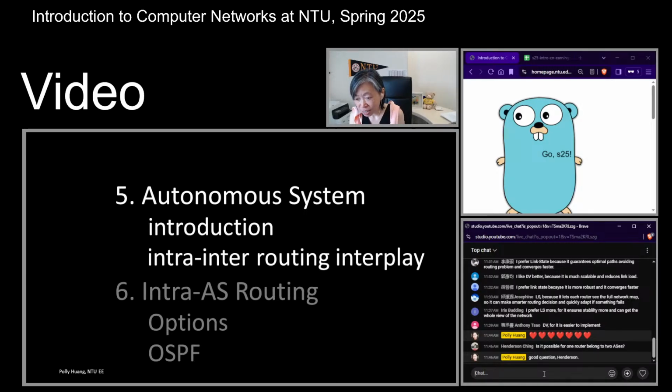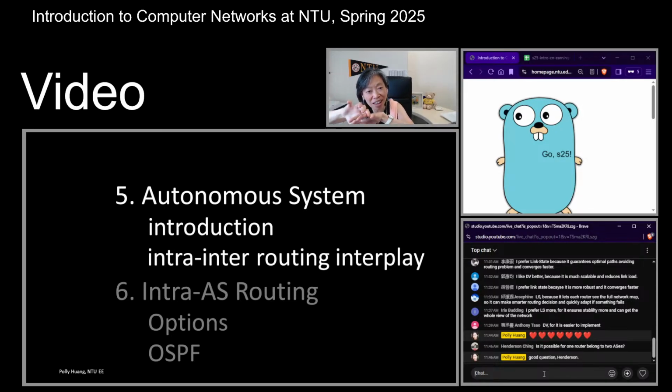And you see on the live chat, there's a question from Henderson. Is it possible for one router to belong to two ASs? You know what? In practice, I've never seen a router belonging to two ASs. What happens more is that each AS will assign a few gateway routers. And between ASs, the gateway routers will connect directly. And that's how the routers, especially the higher level routers, are connected.